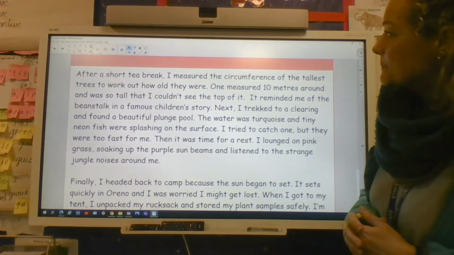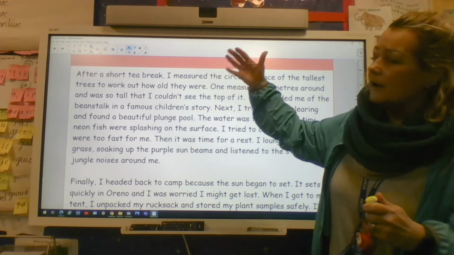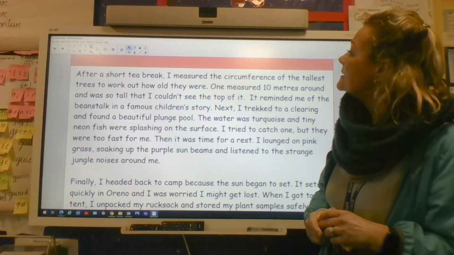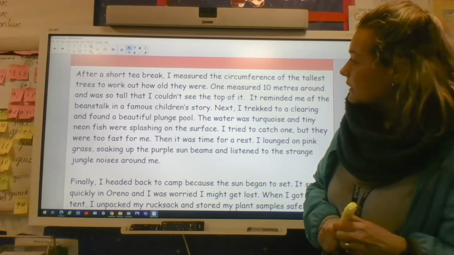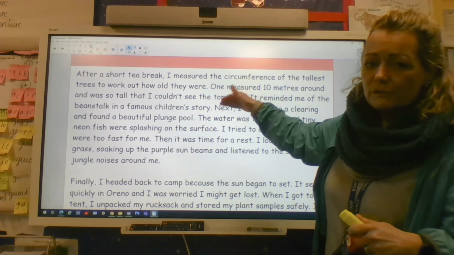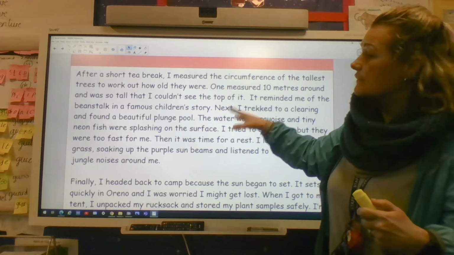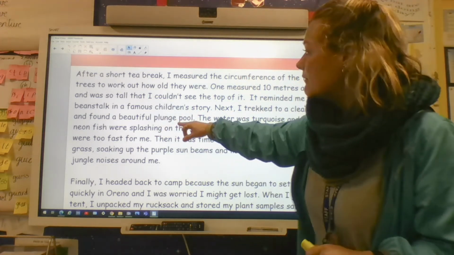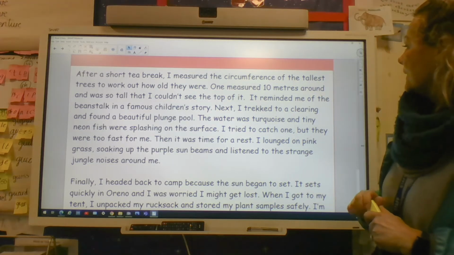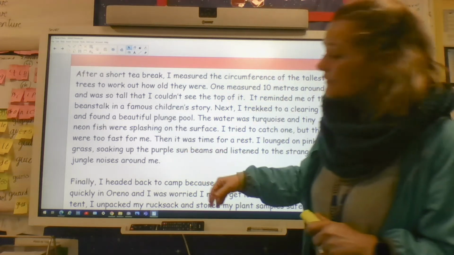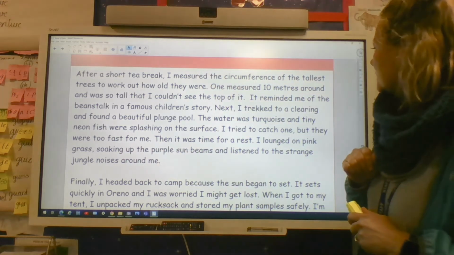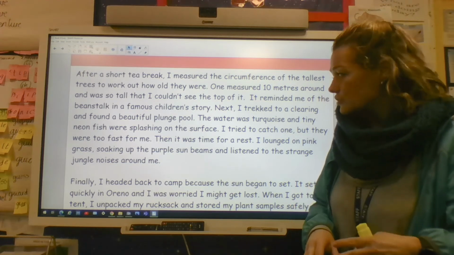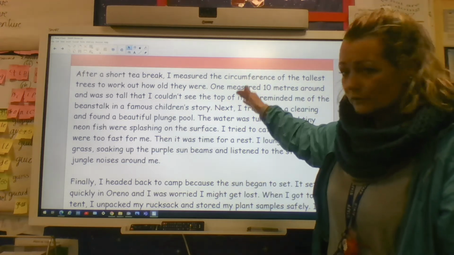If we move to the 3rd paragraph, again we start with one of our time words or phrases. So after a short tea break, I measured the circumference of the tallest trees. So this paragraph also continues to list through some of the events that the explorer did that day. Got some nice adjectives in here: a beautiful plunge pool, purple sunbeams, lovely verbs like soaking up. So have a think about words that you can use when it comes to you writing your own jungle log. For now though, let's just focus on the structure of it.